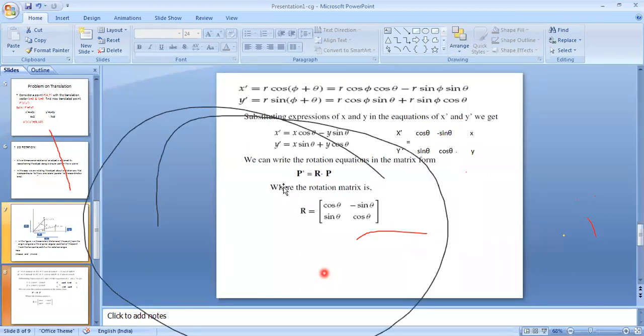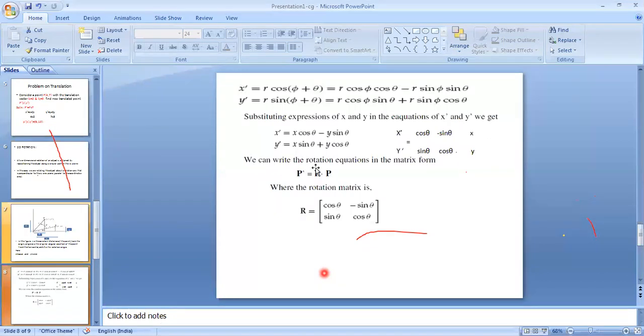Now we can write this rotation equation in matrix form. What is the general equation? P' is nothing but x' y'. P' is equal to R into P. That means x' y' is equal to the matrix cos theta, minus sin theta, sin theta, cos theta, into x y. If you do this, you will get the same thing. For example, x' is equal to x cos theta minus y sin theta, so how will you multiply this? cos theta into x, minus sin theta into y.